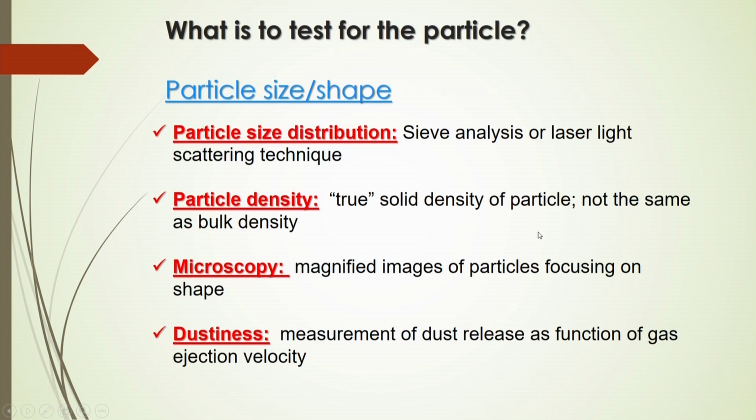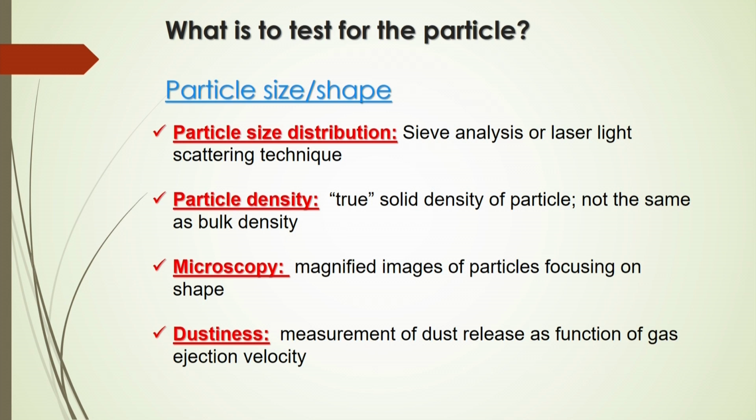And what are the tests for particles, so that we can know the size and shape of the particles, what the distribution of the particles should be, and also what the particle density should be, and how this particle density will behave. All these things are to be known. So, particle size distribution is actually determined by sieve analysis or the laser light scattering technique. Whereas for particle density, of course, you cannot use bulk density for these specific purposes. Mostly the true solid density of the particle is used for analysis.